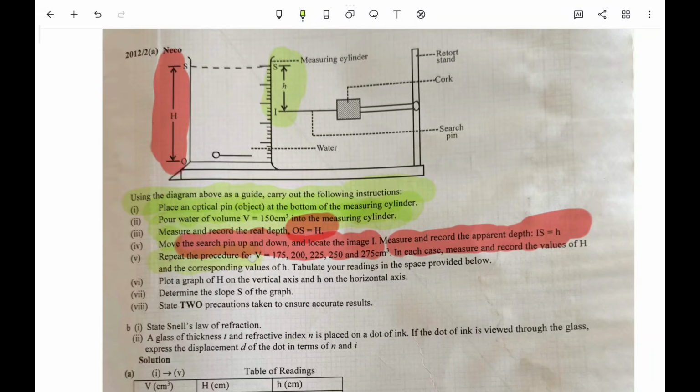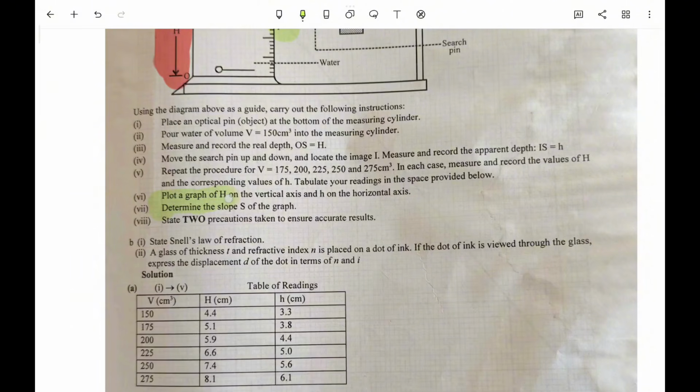Then repeat the procedure for volume of water equals 175, 200, 225, 250, 275. In each case, measure and record the value of H and the corresponding values of small letter h. Tabulate your readings in the space provided. That is what you are meant to carry out. Then plot a graph of H on the vertical axis and small letter h on the horizontal axis. Determine the slope S of the graph. State two precautions to ensure accurate results.